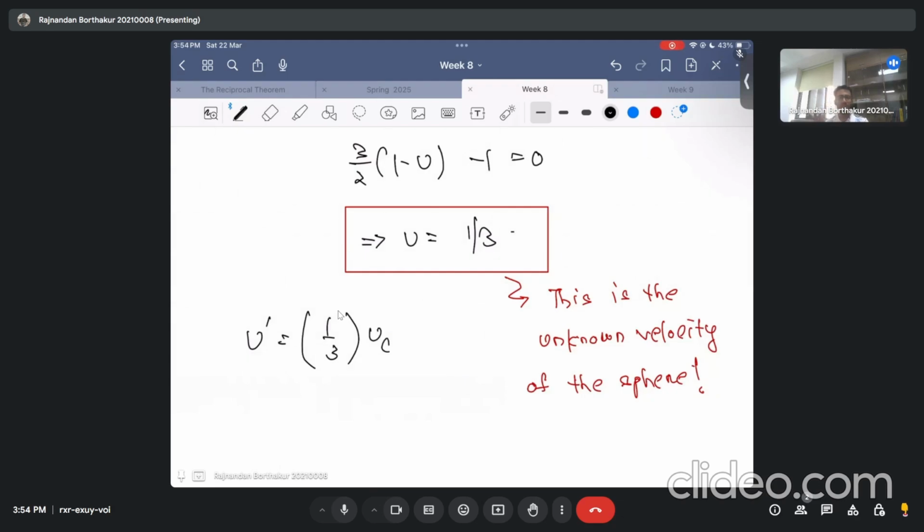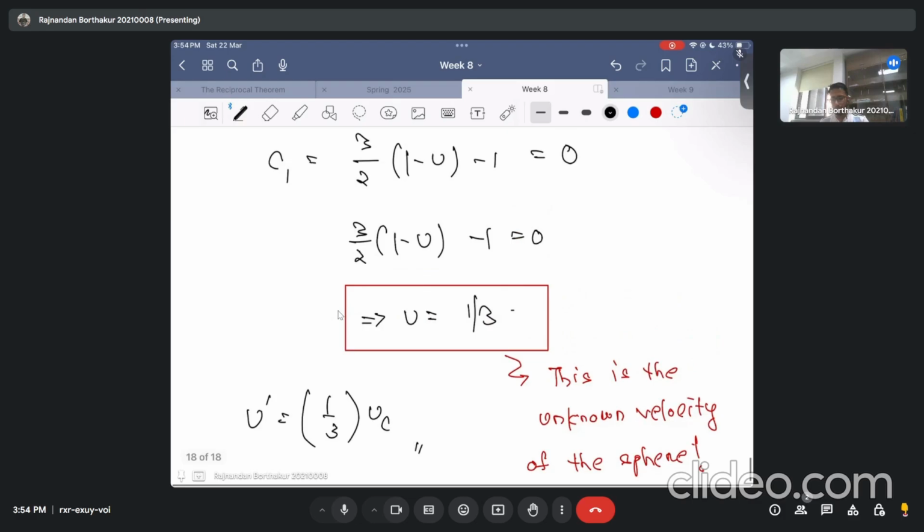Now uc can be anything. It can be the maximum of the parabolic flow. It depends on whatever you choose as your characteristic velocity. Whatever you choose, calculate the 1/3. That will be your dimensional velocity with which the sphere would move, subjected to the given background parabolic flow. Okay. So that ends the discussion here.